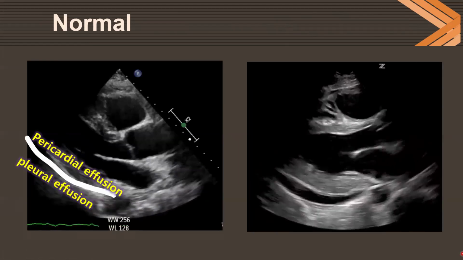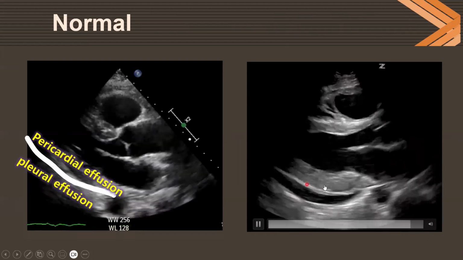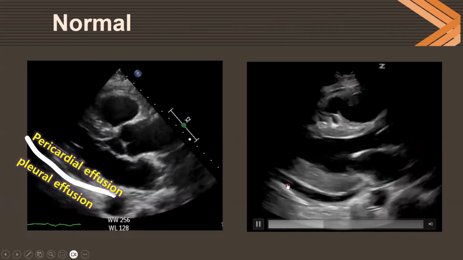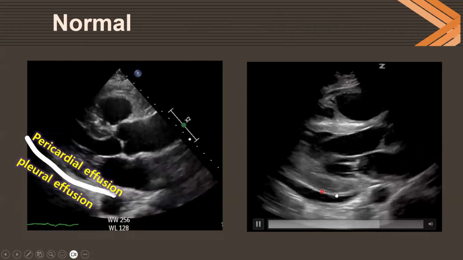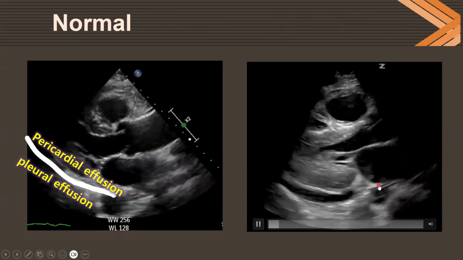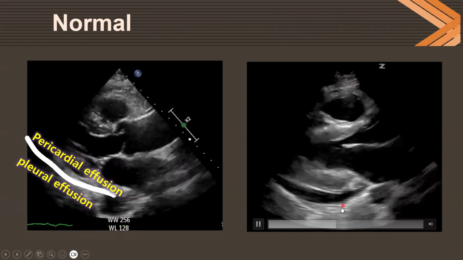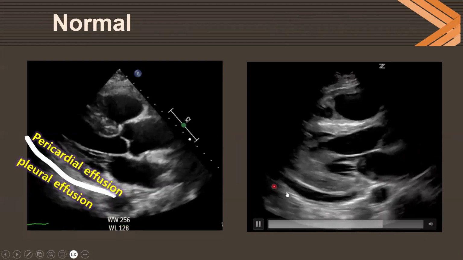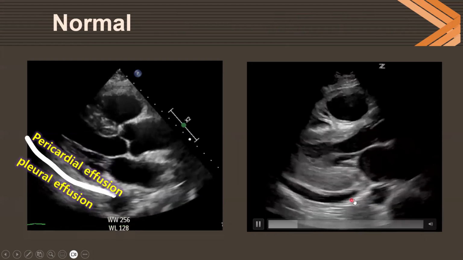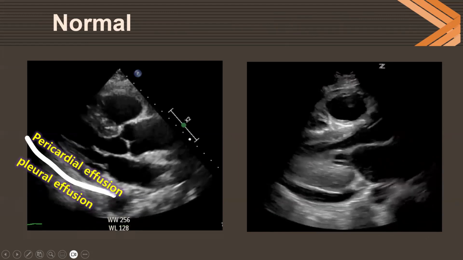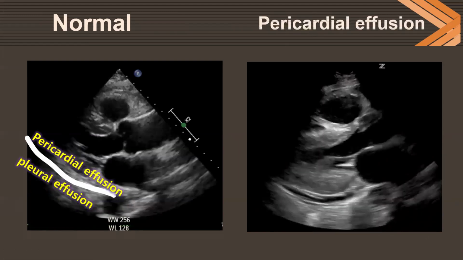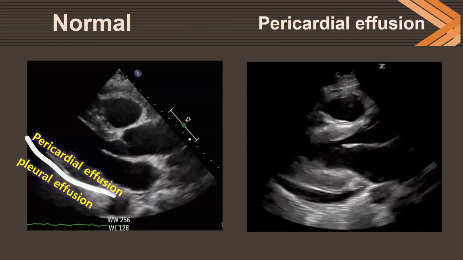This is important to distinguish between both. So this is a parasternal long axis view, and you'll find here fluid adherent to the heart, and it is almost passing in front of the aorta here. And this is the white line that we were discussing. So this is fluid accumulating inside the pericardial sac, or the so-called pericardial effusion.